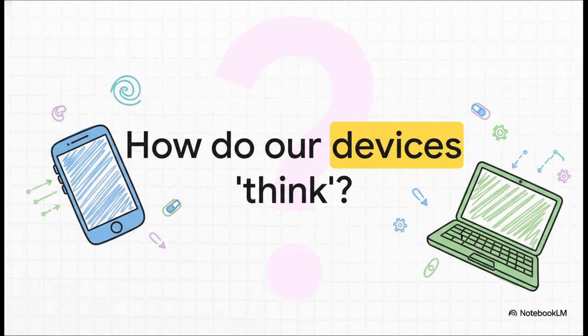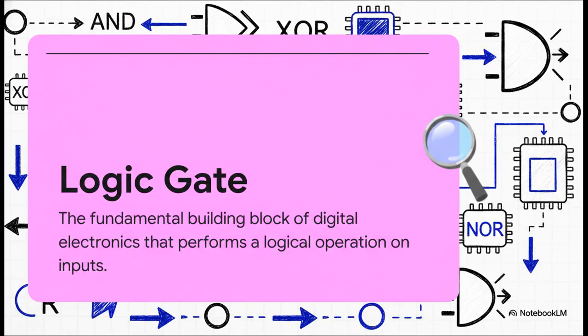I mean, how does your phone or your laptop process all that information and make billions, literally billions, of calculations every single second? The answer is actually pretty simple. It all boils down to these microscopic electronic switches called logic gates. The best way to think of them is like the atoms of computing.